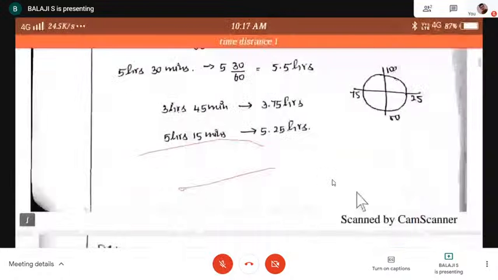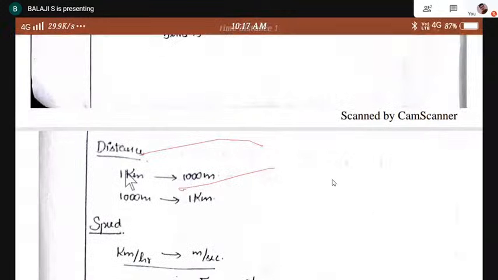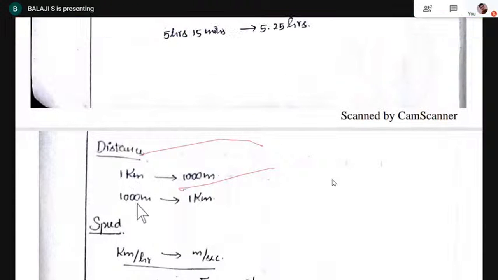Okay. And the second thing we are going to discuss is distance. Time and distance are very, very similar. If you take distance, 1 kilometer equals 1000 meters, and 1000 meters is 1 kilometer. If someone asks what is 2 kilometers, the same cross method we must apply.